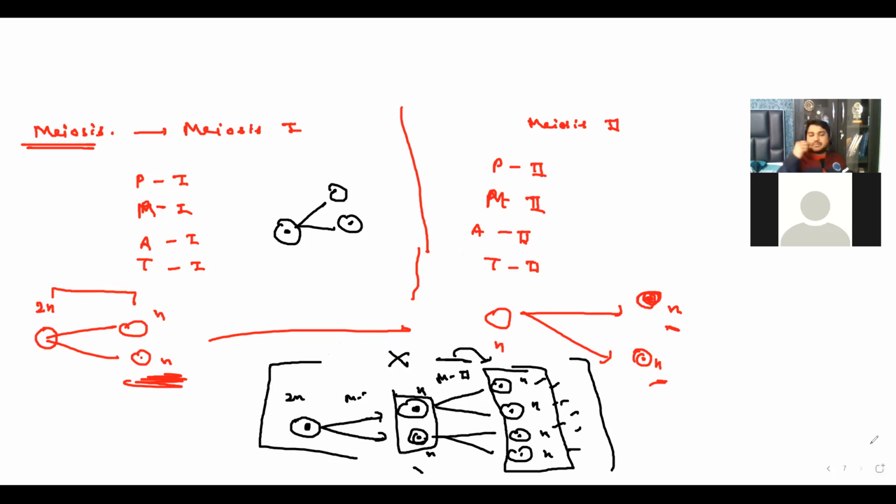Just tell me which division of meiosis is like mitosis? The second one, meiosis two. Is there any mitosis two also? No. Mitosis has only one, nothing like one and two. But meiosis has one and two, right? Some people also ask, sir, why does mitosis have only one and why does meiosis have two?